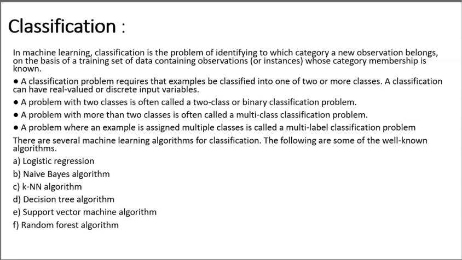Then there is a case where a particular example will be assigned multiple classes, so that we usually refer to as a multi-label classification problem. That is, a single example will belong to more than one class. Usually there are different classification algorithms available, and some of the well-known algorithms are listed in this slide.